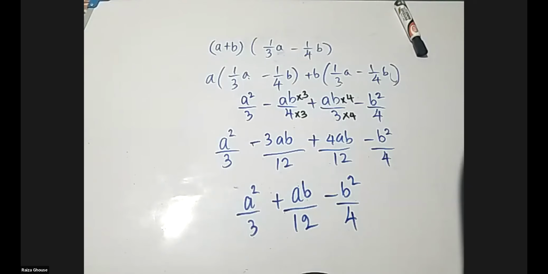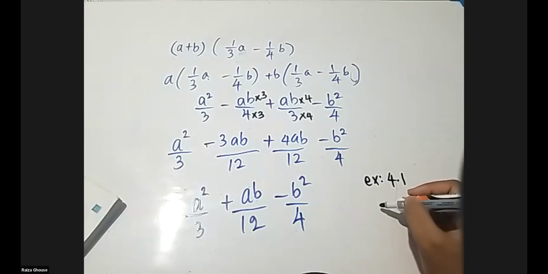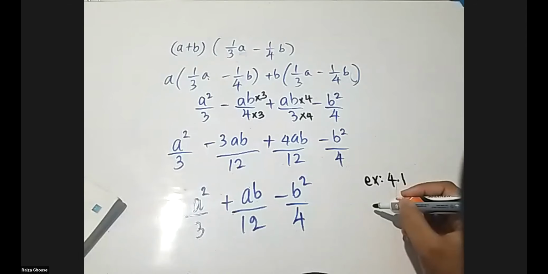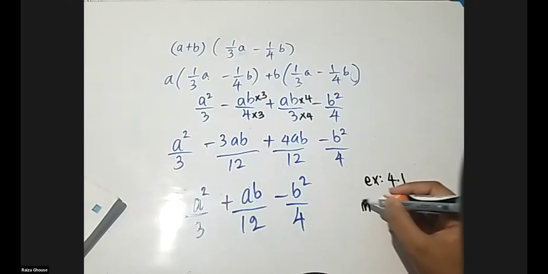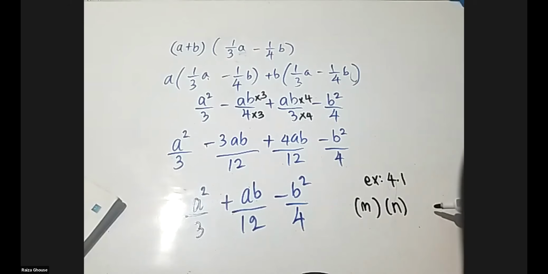Copy down this if it is clear, and I'll put what question you have to do, because we have no time to do everything. You have to do exercise 4.1, parts J, K, L, M, N, and I wish you do J, M, N in question number 1, exercise 4.1.